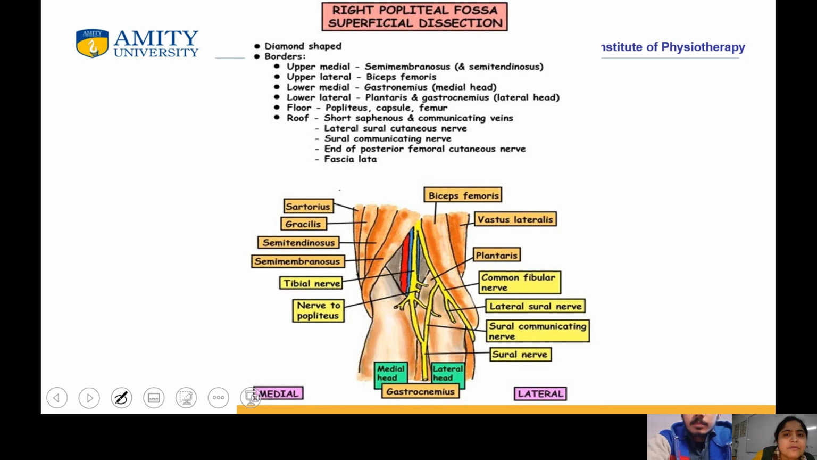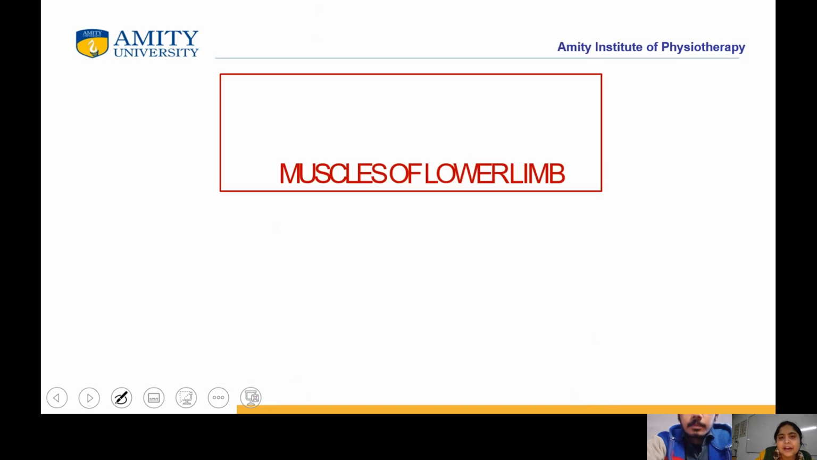The border of the popliteal fossa is formed by upper, medial, and lateral parts. So medially we have semimembranosus and semitendinosus, and laterally we have biceps femoris. And lower medially, we have the medial head of gastrocnemius, and laterally we have plantaris and the lateral head of gastrocnemius. The floor is made up of the popliteus, capsule and the femur, whereas the roof of the popliteal fossa is made up of the short saphenous and communicating vein, lateral sural cutaneous nerve, sural communicating nerve, and the end of posterior femoral cutaneous nerve, as well as the fascia lata.